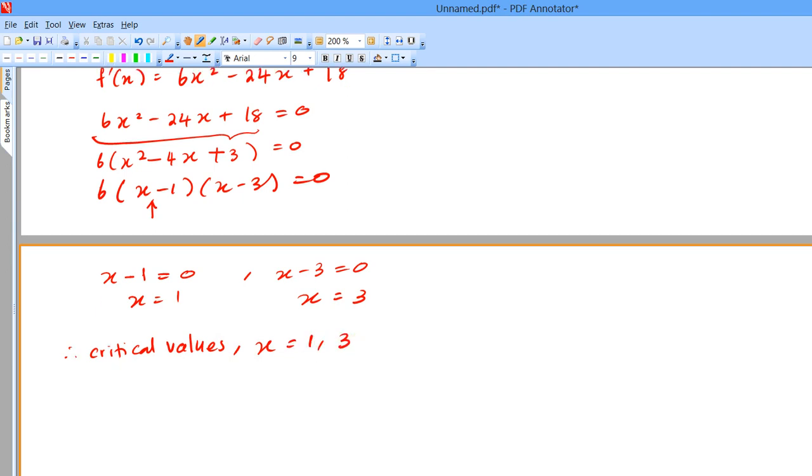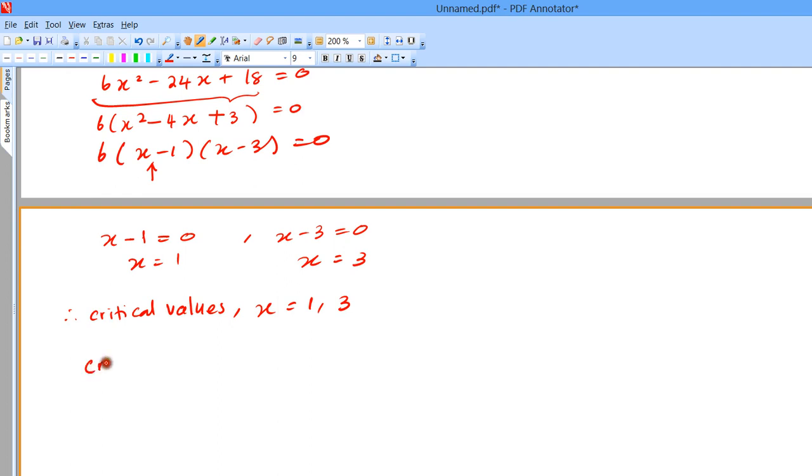So to find critical point, you just need to substitute x equal to 1 into f(x), and then substitute x equal to 3 into f(x), which equals 0. This means f(1), and this is f(3).